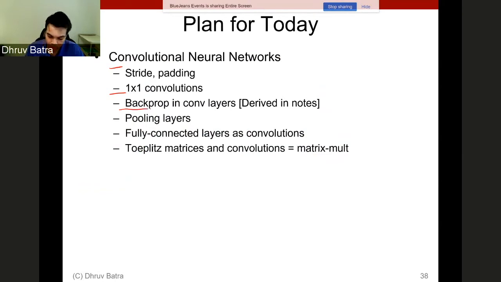backprop in convolution layers. And let me just see if there are any questions at this point.